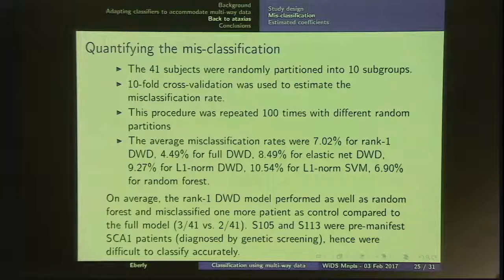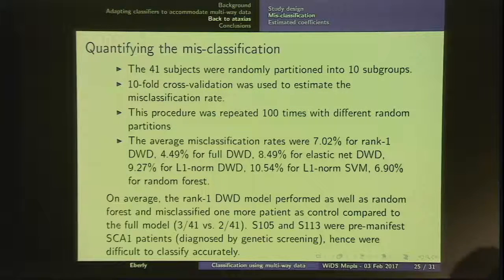Now, we wanted to quantify the misclassification in a way that allowed us to avoid the problem of overfitting. If we just fit our model to the data once and we get one misclassification rate, that's overly optimistic. So we used 10-fold cross-validation, 41 subjects randomly partitioned into 10 subgroups. In each step of the cross-validation, one of those subgroups was left out. The model was built with the remaining 9 subgroups and then tested on the left-out group.